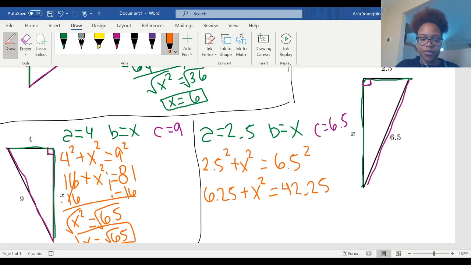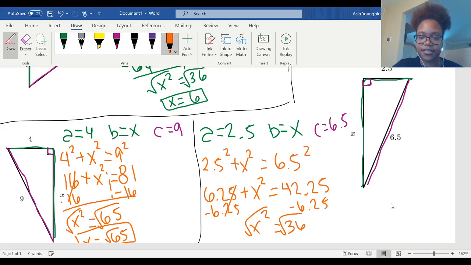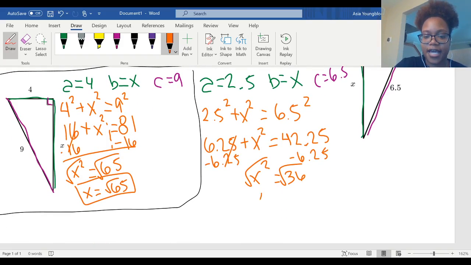Okay, so now we're going to subtract 6.25 from both sides to get x squared by itself. So we get x squared equals 36. I got that by doing 0.25 minus 0.25 and then 42 minus 6. So that got me 36. And then take the square root of both sides. So that missing side, x, should be 6.